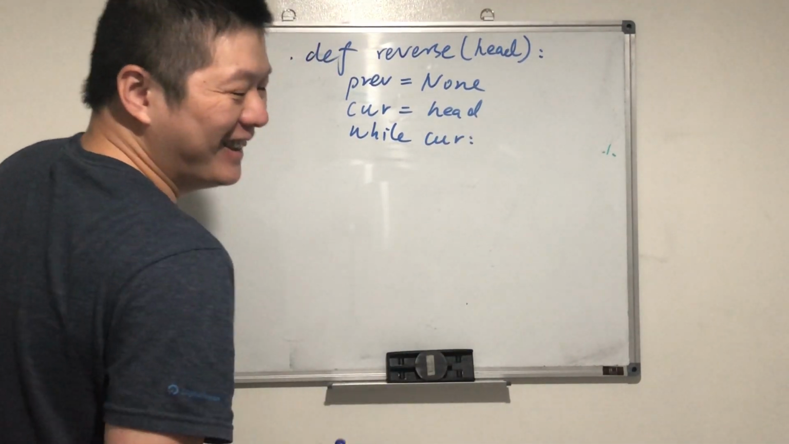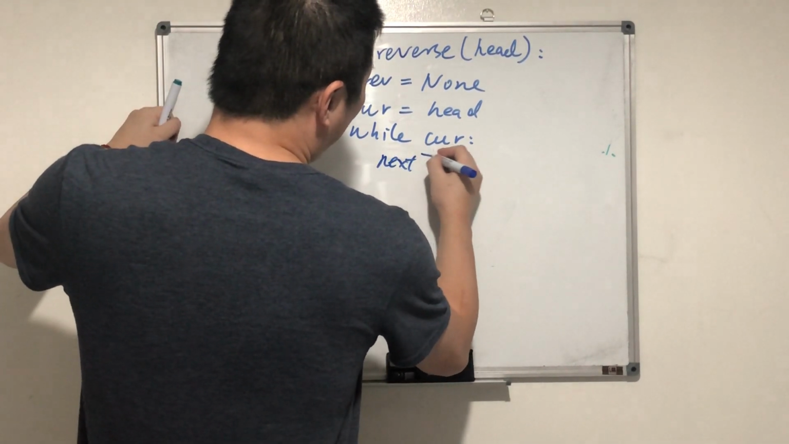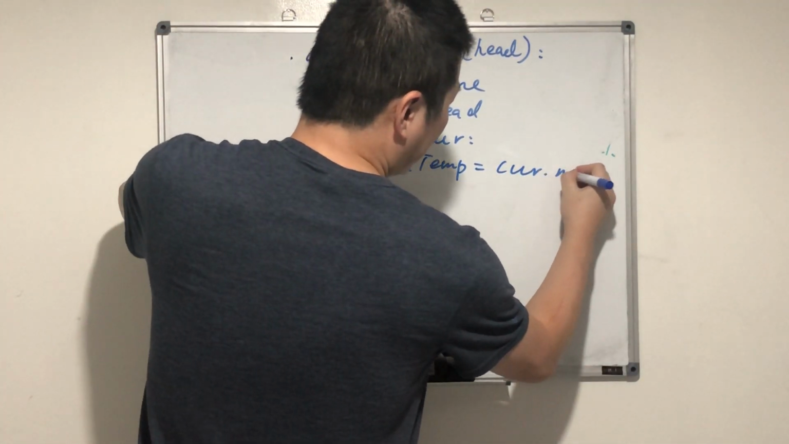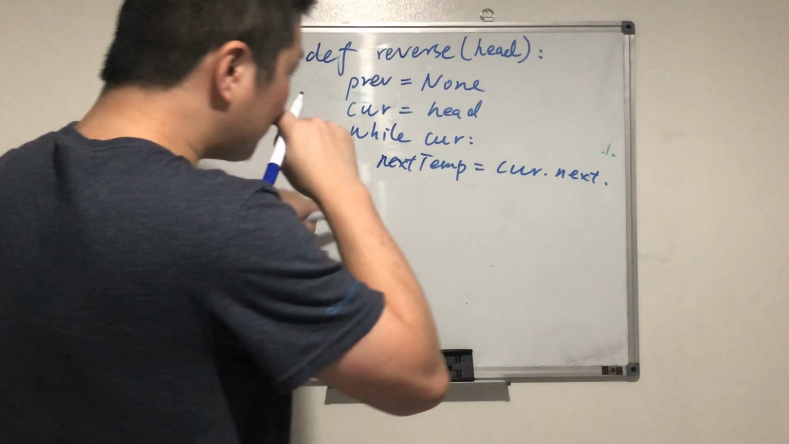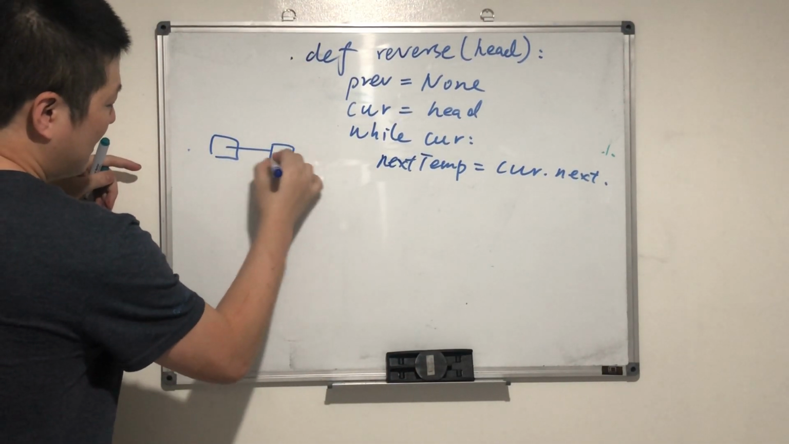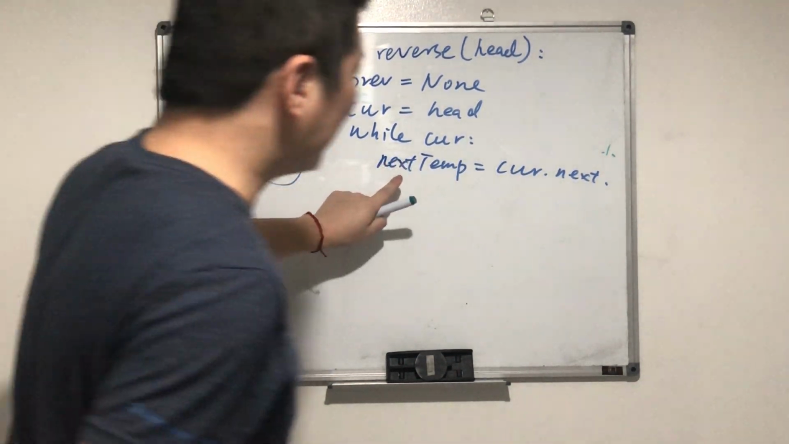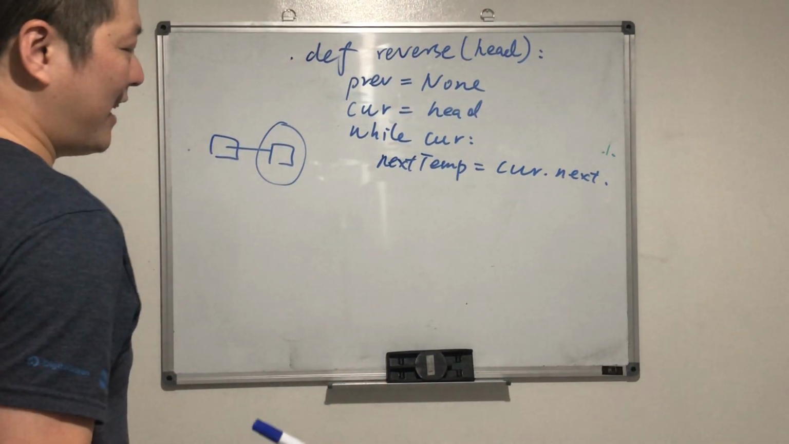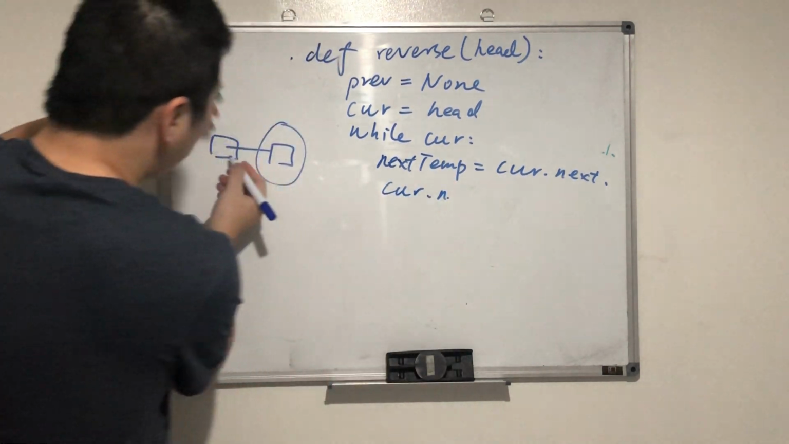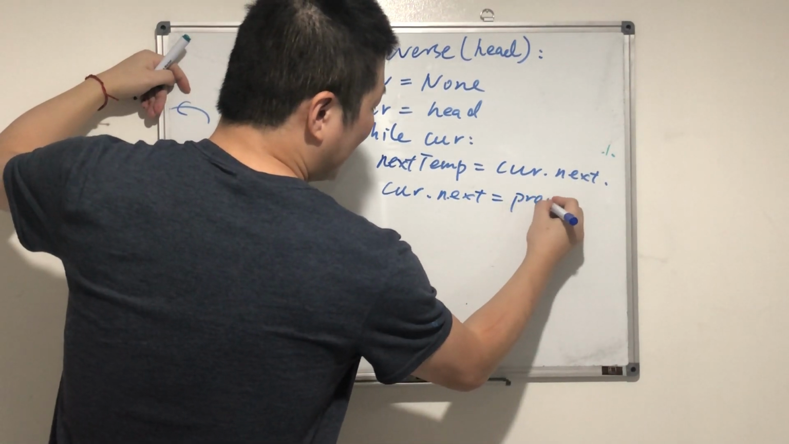So we define a node, next temp, equals current.next. This is current now. We need to save this node, right? So next temp equals current.next, and then current.next equals previous, because we need to point it to the previous node, right? Good job.